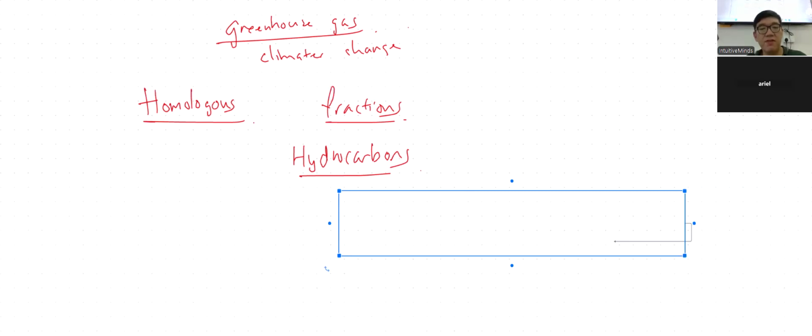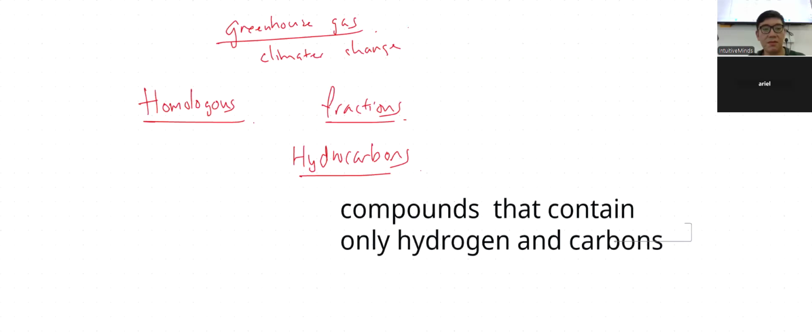Yes, correct. Hydrocarbons are compounds that only contain hydrogen and carbon. And the most common hydrocarbon, as what I mentioned before, is methane. Methane is a very flammable fuel. Methane is CH4. Now, methane is also part of a homologous series.